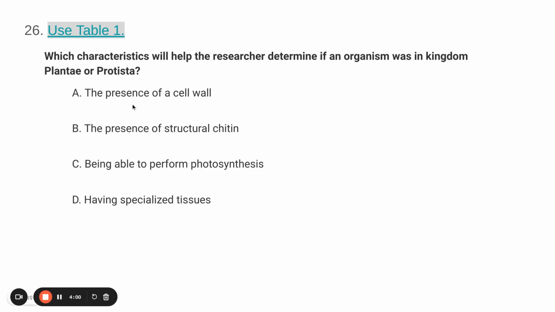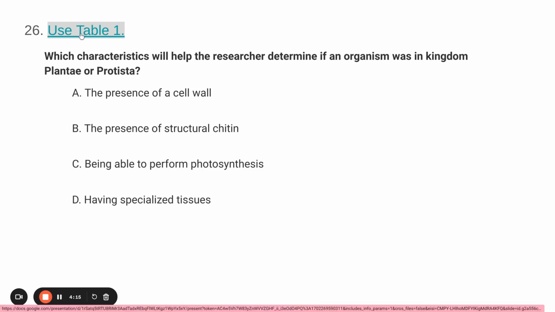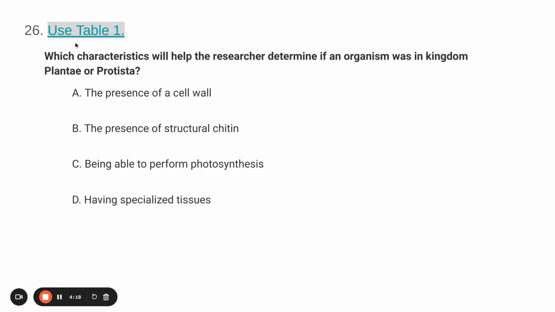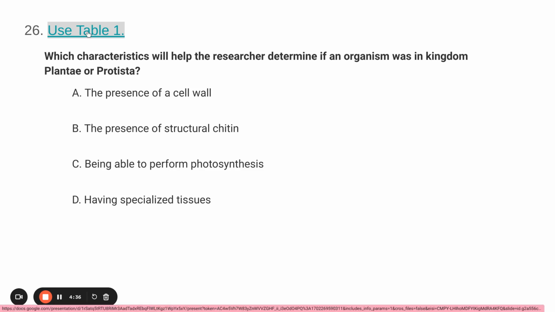Okay, number 26. Which characteristics will help the researcher determine if an organism was in kingdom Plantae or Protista? So you can use table 1, or not. If I'm talking about Plantae or Protista, plants definitely have a cell wall. Plant cell walls are made of cellulose. Plants can do photosynthesis, some protists can, and then plants have specialized tissues.